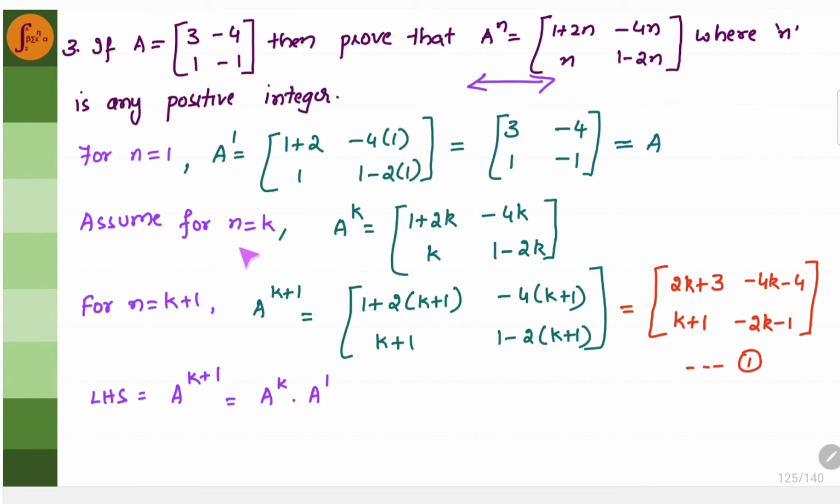Now we assume for n is equal to k. For n is equal to k, a to the power k is equal to, we substitute k instead of n and we get this matrix. Now, third step: here we proved, here we assumed. Now we are going to take another proof for n is equal to k plus 1. So you can write a to the power k plus 1 is equal to, when you substitute in this matrix, you are going to get this. This is nothing but RHS, or the actual matrix which we want. We call it equation 1.